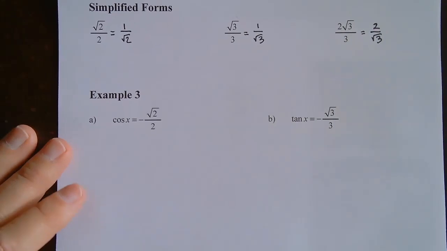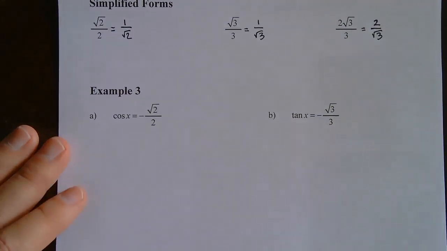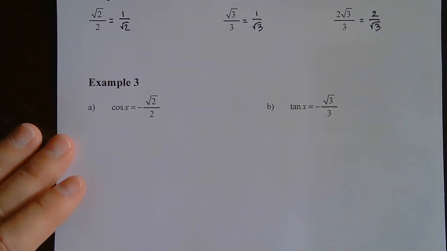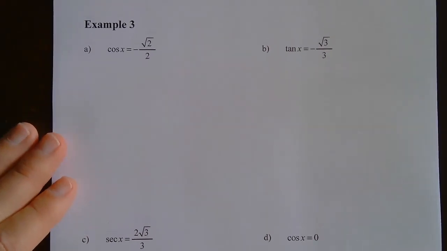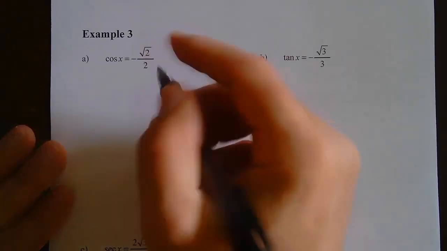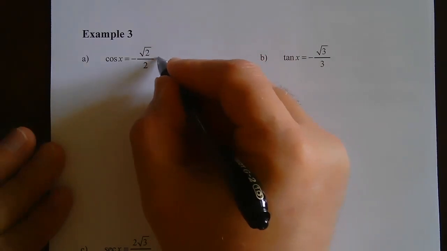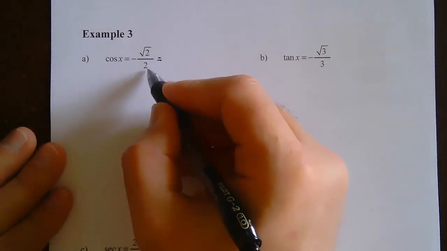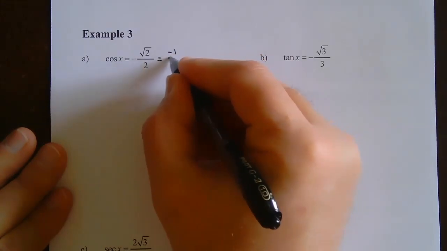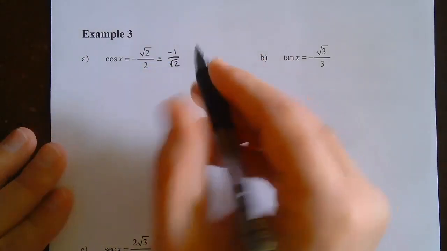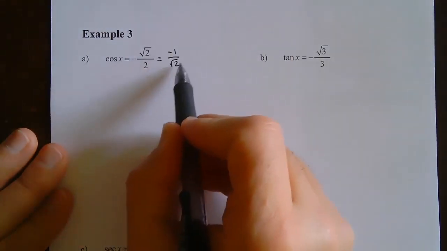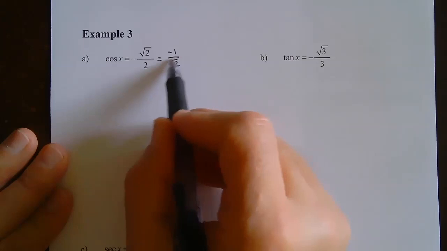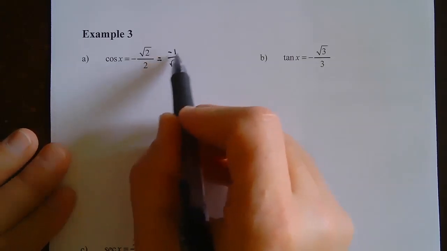Okay, so here's some more examples. It's going to be really the same thing we were doing just a minute ago, but with the simplified versions of the ratios. All right, so for example number 3A, what we have to recognize is that this is really 1 over the square root of 2, or negative 1 over the square root of 2. Now, why do I know the negative goes with the numerator? Because the cosine ratio is x over r. R is going to be square root of 2. That's also our hypotenuse. And our leg is going to be negative 1.